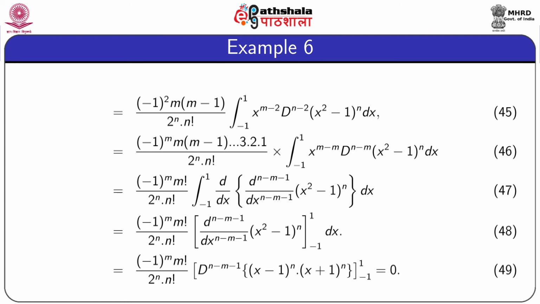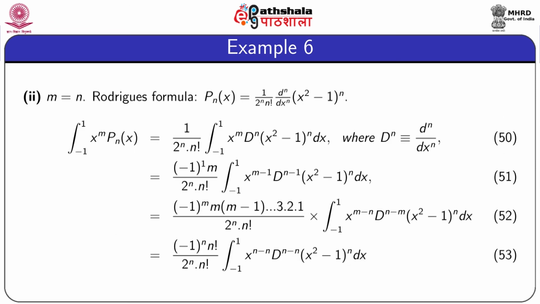If you integrate it from minus 1 to plus 1, we arrive at equation number 48, which after simplification gives equation 49: minus 1 whole to the power m into m factorial divided by 2 to the power n into n factorial, the (n minus m minus 1)th derivative of (x minus 1) whole to the power n (x plus 1) whole to the power n from minus 1 to plus 1. If you put both the values, the answer is 0, and this proves the first part of the problem.